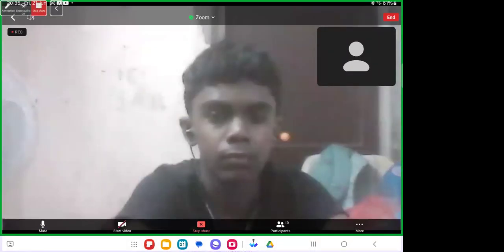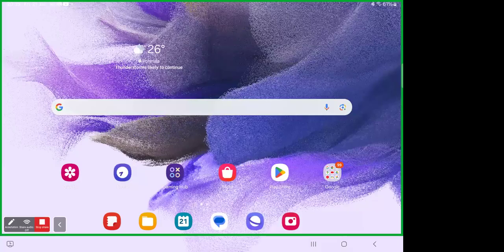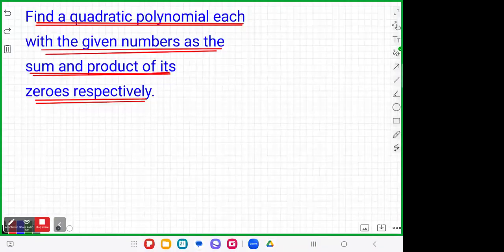Look at this question. Find the quadratic polynomial each with the given numbers as the sum and the product of its zeros are respectively. Okay, they've given the sum and the product. We want to make a quadratic polynomial. Actually, this question can be asked another way also.